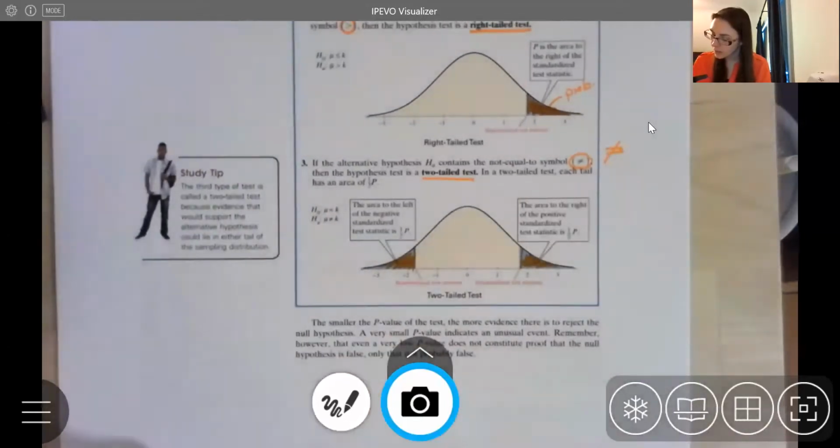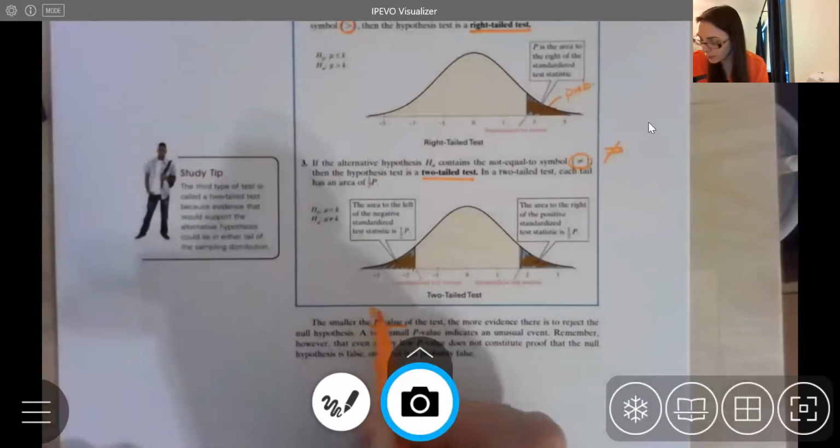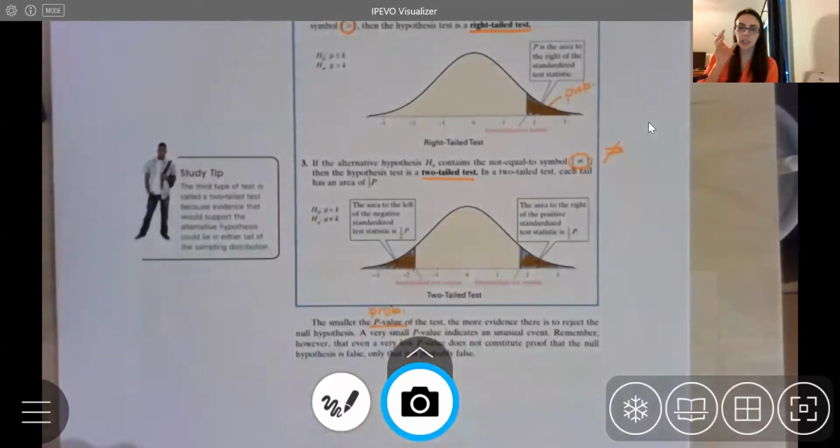The smaller the p-value of the test, the more evidence there is to reject the null hypothesis. So your p-value is just a probability. If that probability is very, very small, that's unusual. It's not likely to happen. So we must have made a mistake on the null hypothesis, is what it's saying.